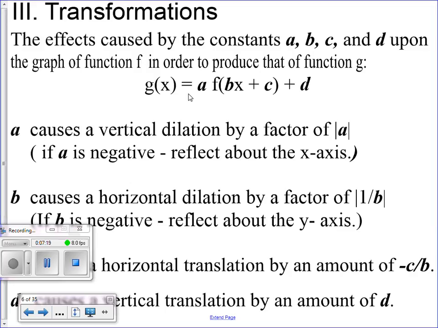Let me go to D first. D causes a vertical shift by whatever D is. If you see a plus 3, you move the graph up 3. If it's a minus 1, you move it down 1. C is a little bit more complicated. It's horizontal things. The horizontal shift is always equal to negative C over B. Usually B is 1. So if you see an x plus 2, the shift is going to be minus 2 over 1, or negative 2.